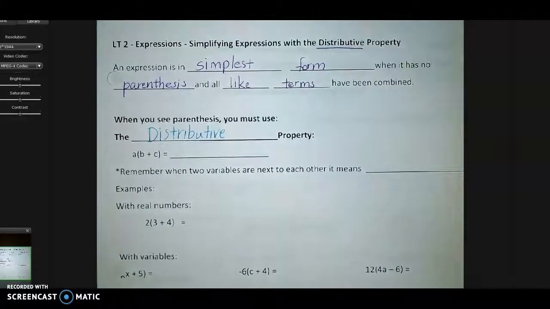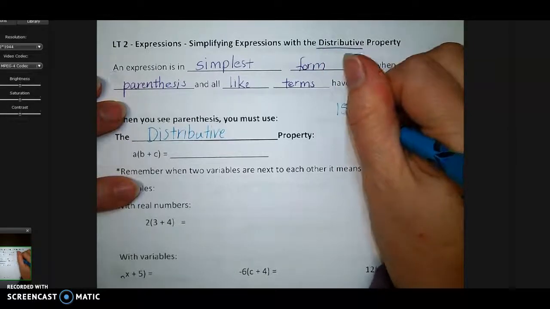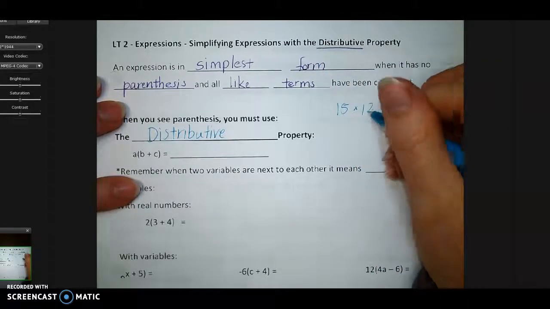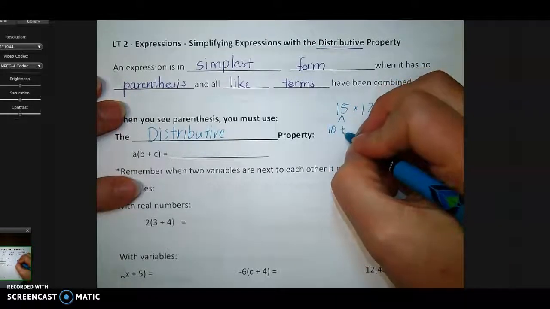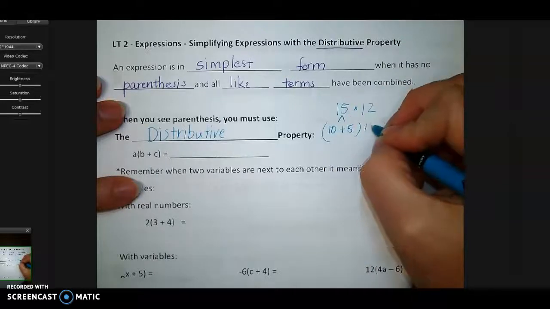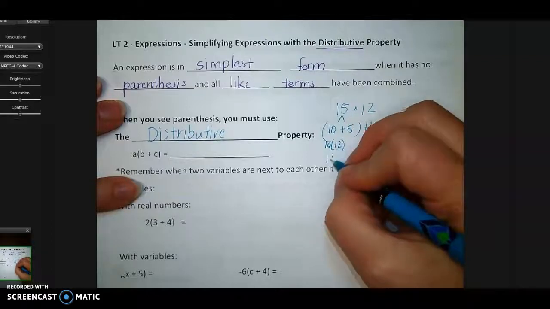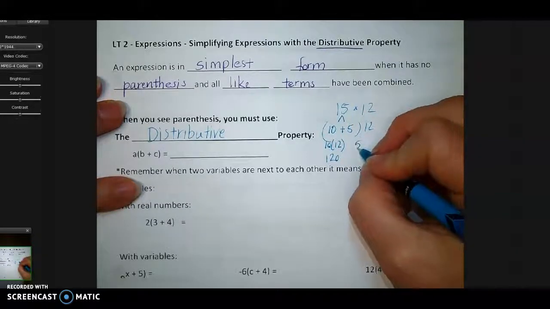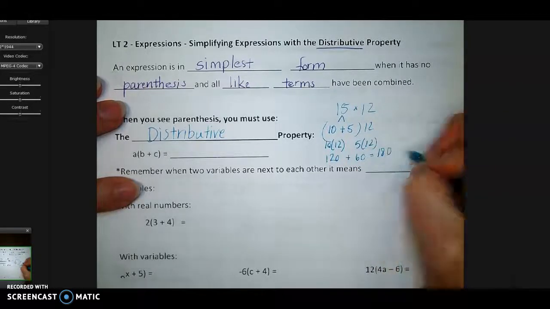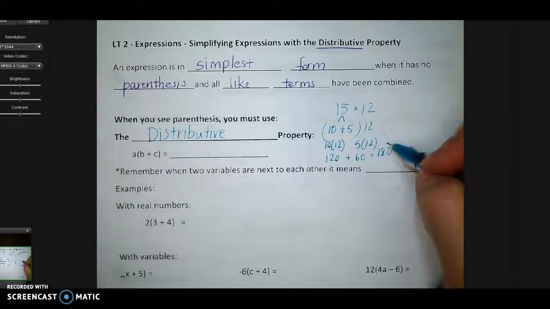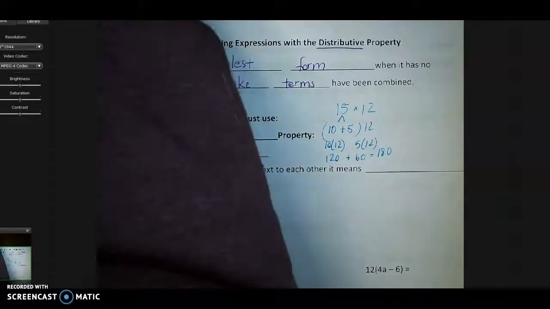And you may remember using this in the past. Say you had a multiplication problem like 15 times 12. You might say, well, I don't know what 15 times 12 is, but I can think of 15 as 10 plus 5, and then I can multiply both of those terms by 12. So 10 times 12 I know is 120, and 5 times 12 I know is 60, and that gives me 180.